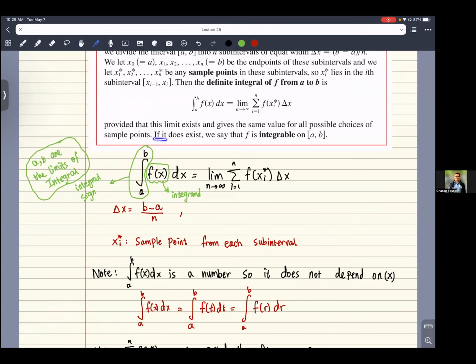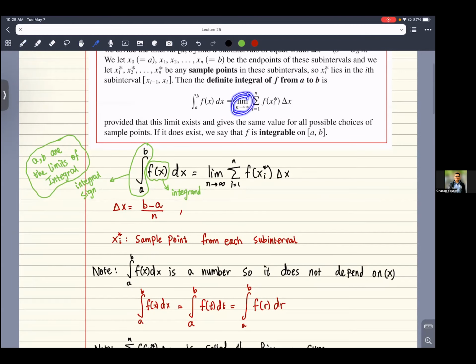So if the limit does exist, as we learned in previous sections, sometimes the limit does not exist. If this limit exists, I say f is integrable on this interval. Make sense? If it does not exist, it means it's not integrable. But if the limit here exists, it means the function f is integrable.